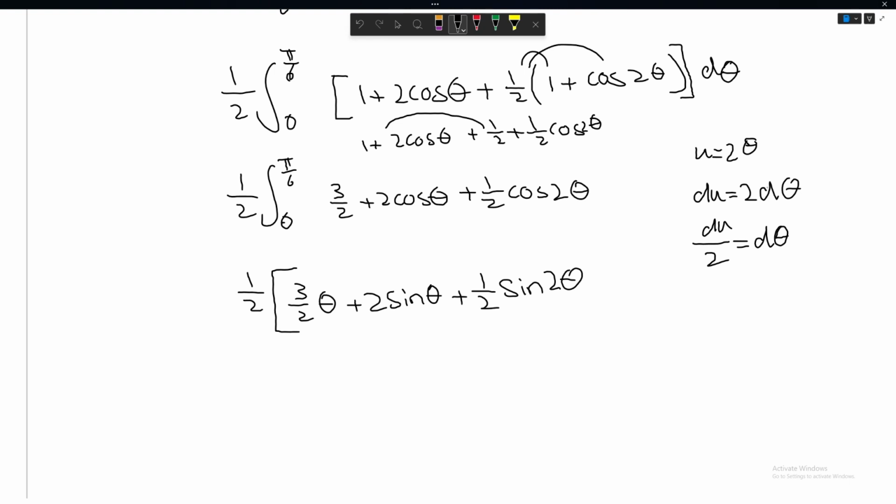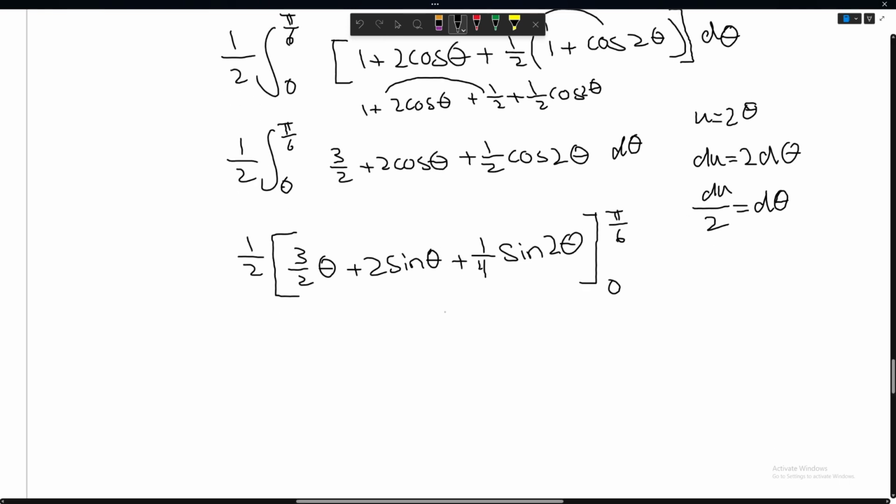But my d theta that I had here will get replaced with my du, but my du is over 2. So I have to multiply it in. So what happens is this becomes 4, right? And that is my integral from 0 to pi over 6.